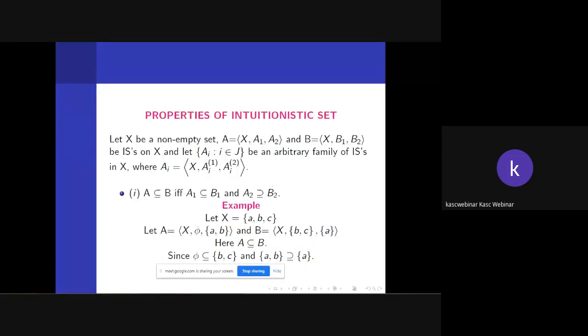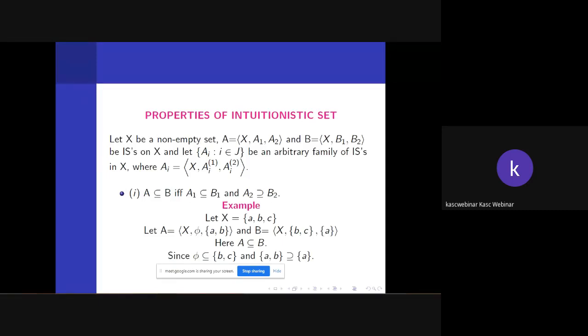So next, let's come to the properties of Intuitionistic set. The set theoretic properties that the crisp set or the classical set satisfies, even the intuitionistic set satisfies. But here some properties are not satisfied. Let's see that one by one.